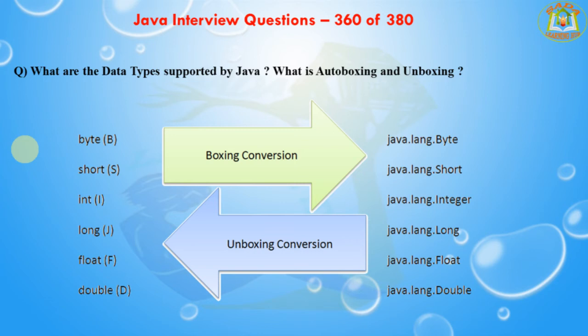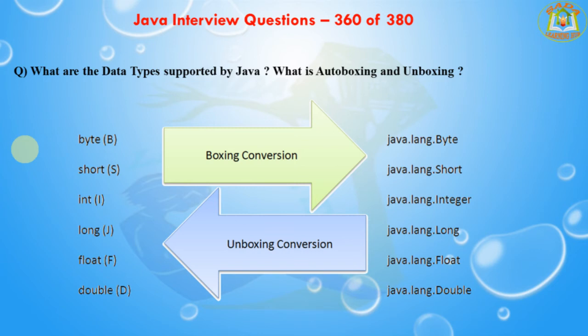Now, autoboxing is the automatic conversion made by the Java compiler between primitive types and their corresponding object wrapper classes. For example, the compiler converts an int into an Integer, a double into a Double, and so on. The conversion goes the other way too. This operation is called unboxing.